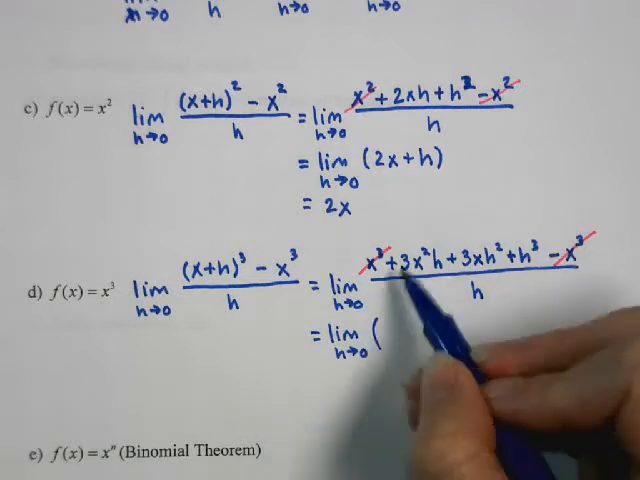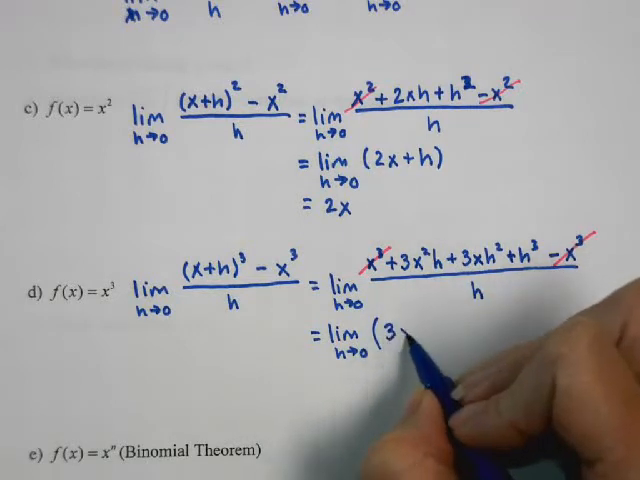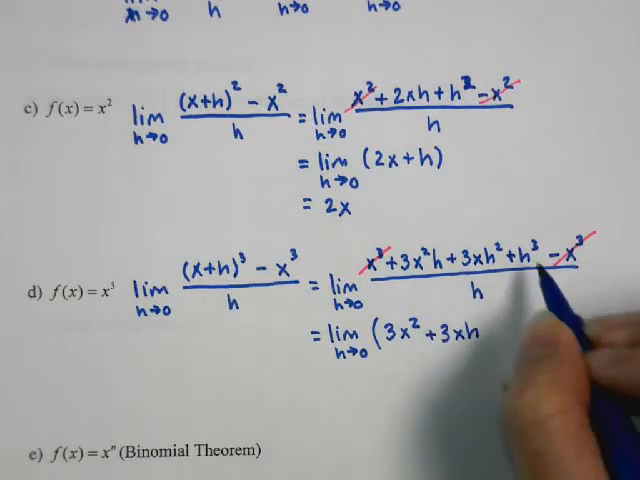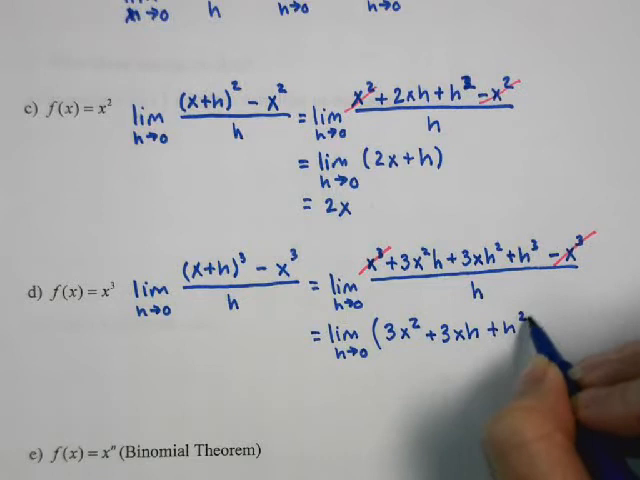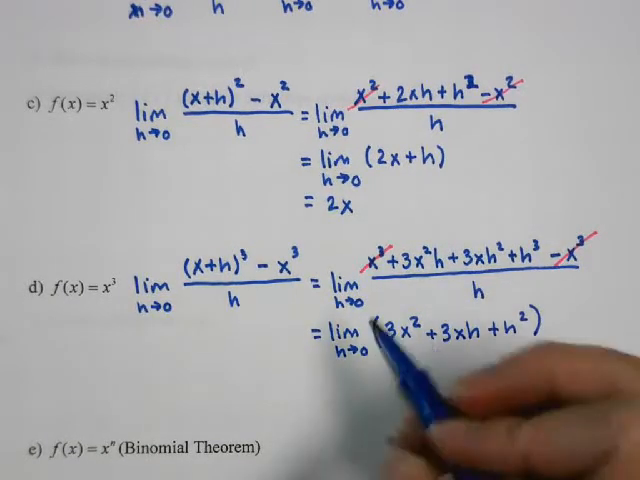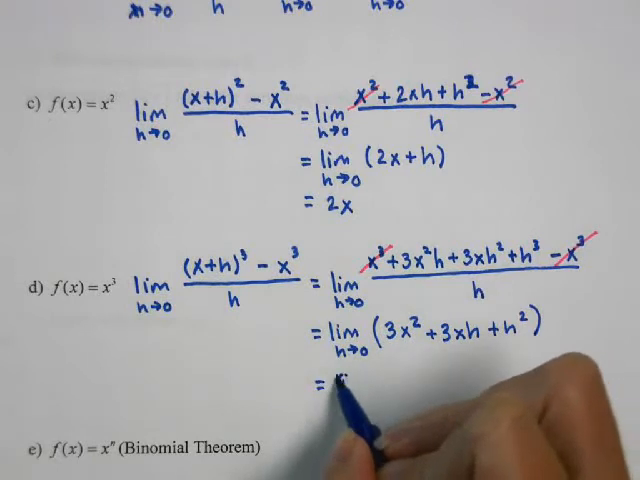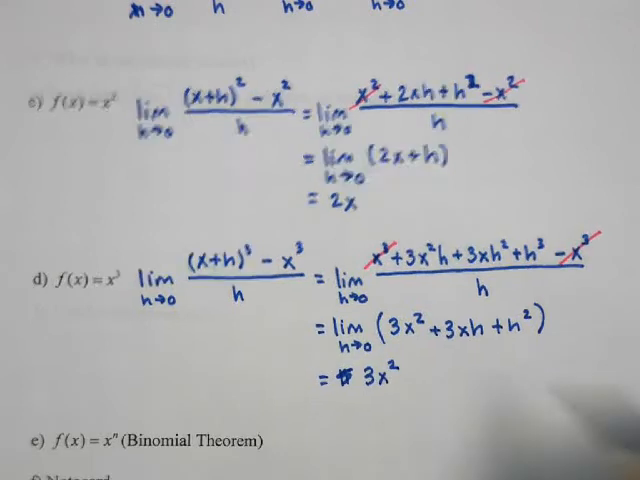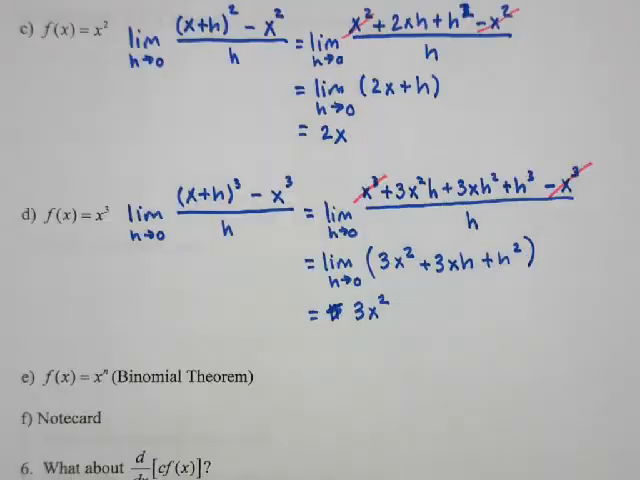So this gets divided by h, which leaves me with 3x squared. This, and then this, h squared. The only thing that no longer has an h now is that 3x squared. So this is the limit, not the limit. When I evaluate this limit, all that's left standing is that 3x squared.